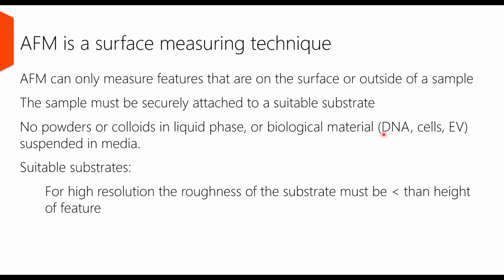For biological materials, we can measure DNA, cells, or extracellular vesicles or things like that, but they can't be in media. They have to be attached to something. So what makes suitable substrates? For high resolution imaging, if you have something very small, DNA, nanoparticles, things like that, the roughness of the substrate must be much less than the height of the feature. So for a 5 nanometer nanoparticle or DNA, which is 3 nanometers in height, you can't have a substrate that has a 1 to 2 nanometer roughness. You have to go with something much flatter.